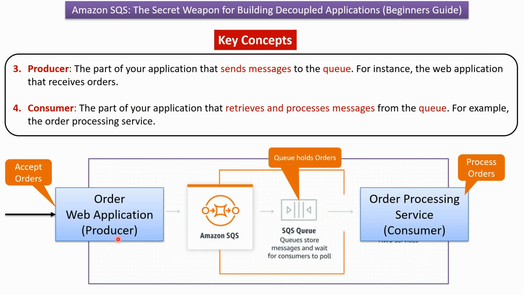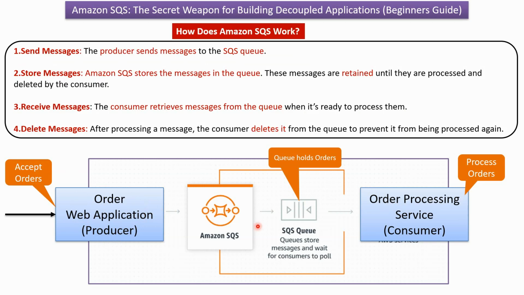The third one is producer, the part of your application that sends messages to the SQS queue. In this example, the order web application acts as a producer which accepts the orders and sends the order details to the SQS queue. And the fourth one is consumer, the part of your application that retrieves and processes the messages from the queue. In this example, the order processing service acts as a consumer which retrieves order details from the SQS queue and processes the orders.